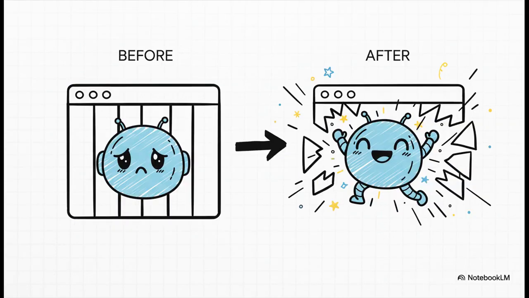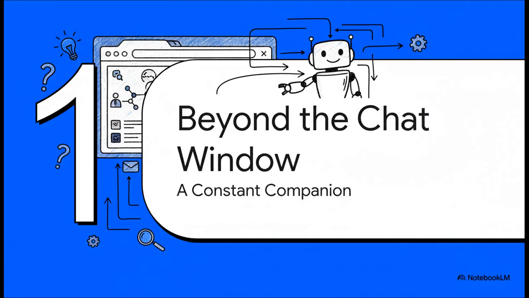What if you could just unleash your AI? Let it out of that one little box so it could be with you, right there on any page you visit. That's the big idea we're diving into. And this really is a fundamental shift. We're moving away from thinking of AI as a destination, a website you go to, and turning it into a companion that's just always there, ready to help.